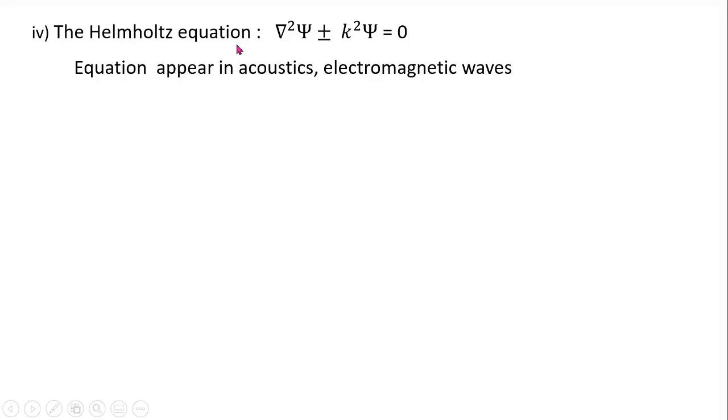Next example, the Helmholtz equation, del square psi plus or minus k square psi is equal to 0. This equation appears in acoustics and electromagnetic waves. Again, here del square is a function of space coordinates. It may involve two or more independent variables, as we have seen in Laplace's equation and in Poisson's equation. Therefore, this Helmholtz equation is also a partial differential equation because psi is a function of more than two independent variables.